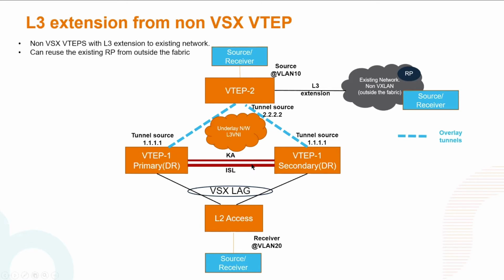So now let's assume we have a topology like this, where we are doing an L3 extension from a non-VSX VTEP. So VTEP2 here is a regular VTEP box, a regular leaf. If you want to connect to an existing L3 network outside the fabric, this is how it works. We can reuse the RP there. You don't need to configure any specific RP inside the fabric. You can very well configure the RP on VTEP2 also, but if you already have an RP on the existing network, we can just reuse those RPs.